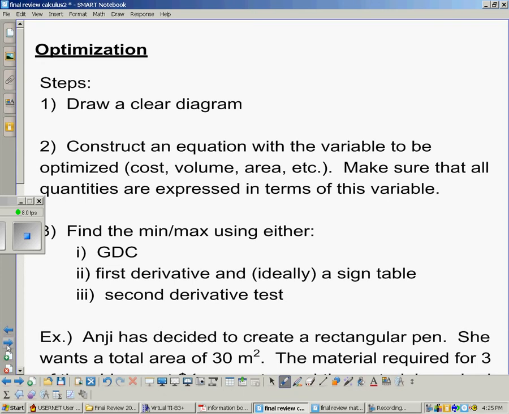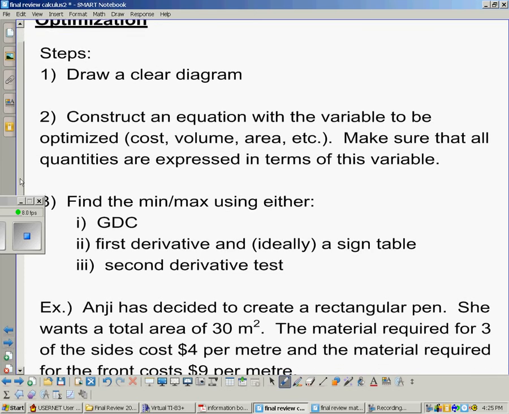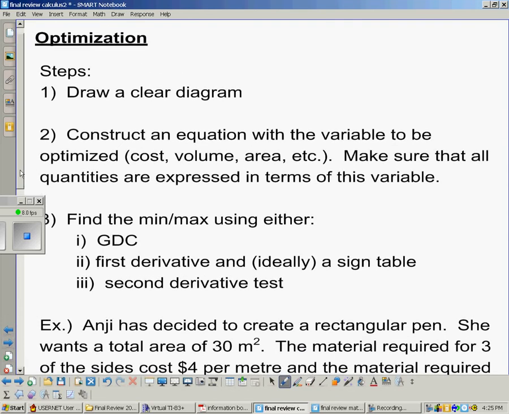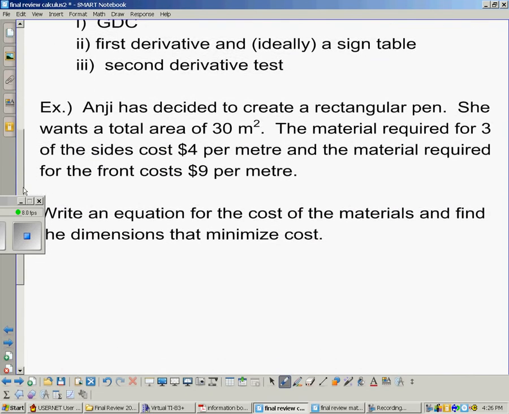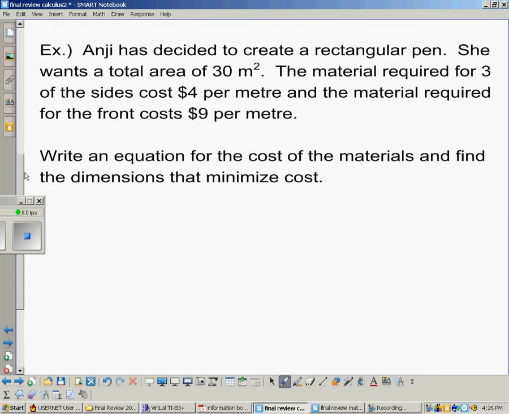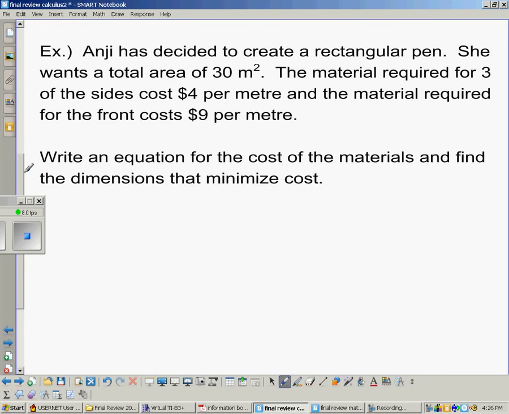Find min max using either your GDC, first derivative, and a sign table, or a second derivative test. If it comes up on a paper 2, though, use your GDC to find max and min. So optimization means generally finding a max or a min. Let's take a look at Angie here. She has decided to create a rectangular pen, as so many people in math problems are wont to do. She wants a total area of 30 meters squared. The material required for 3 of the sides costs $4 per meter, and the material required for the front costs $9 per meter. Write an equation for the cost of the materials and find the dimension that minimizes cost.